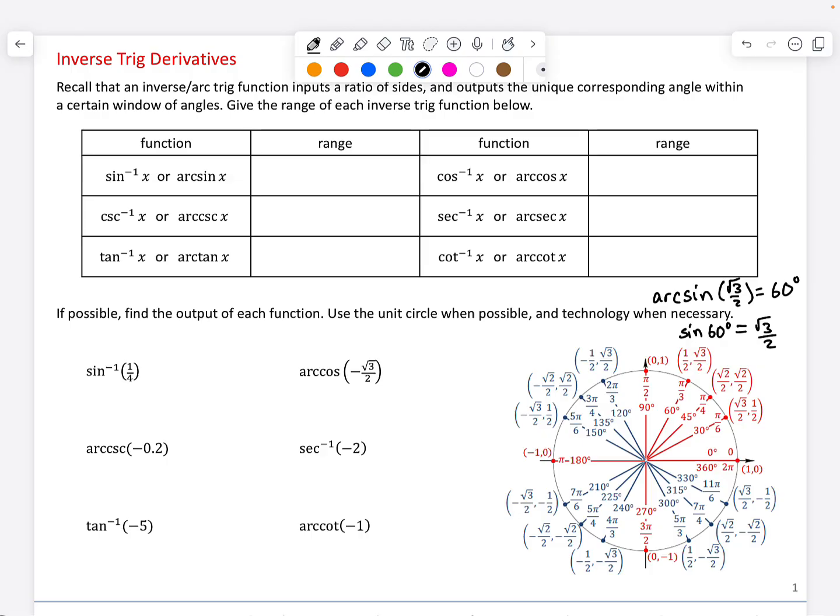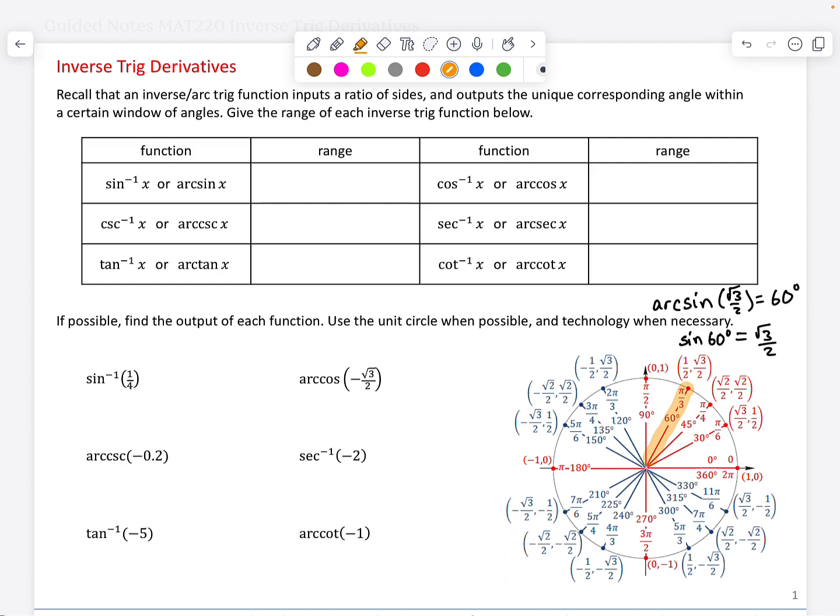However, we want inverse trig functions to output unique angles. While it is true that the sine of 60 degrees is radical 3 over 2, it's also true that the sine of 120 degrees is radical 3 over 2. But we don't want the arc sine to output more than one angle.